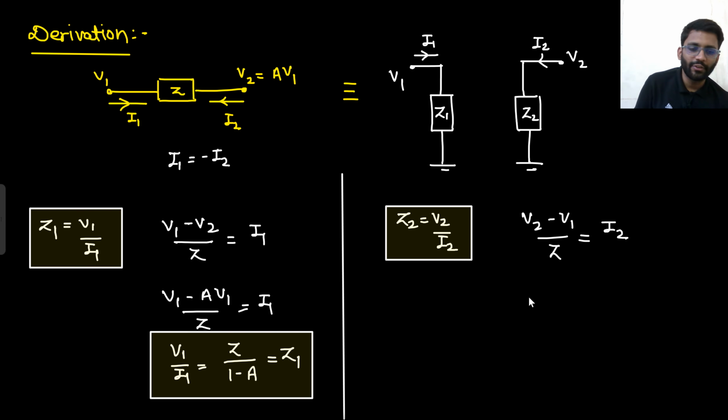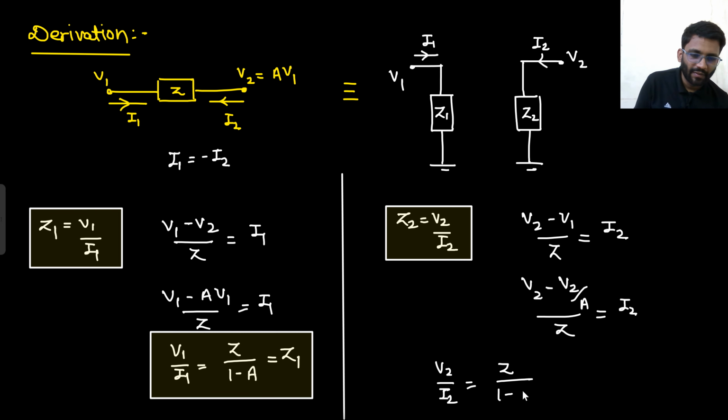That's it. What is V2? V2 is A V1. You need to find V2 by I2, so you will replace V1 by V2 by A. V1 will be V2 by A, so V2 minus V2 by A, over Z, is equal to I2. So what will be your V2 by I2? V2 by I2 would be Z upon 1 minus 1 by A, equal to Z2.